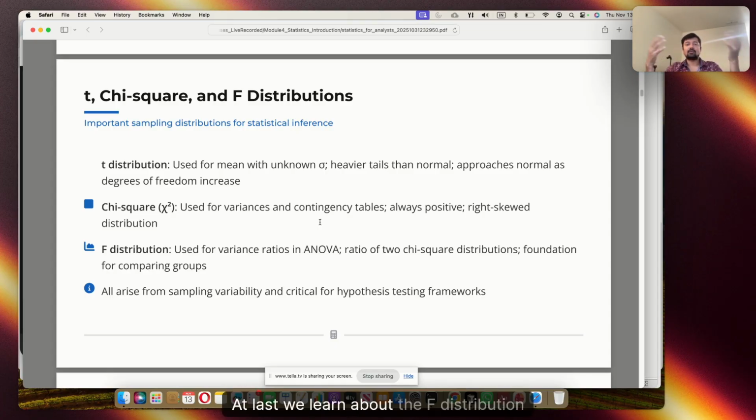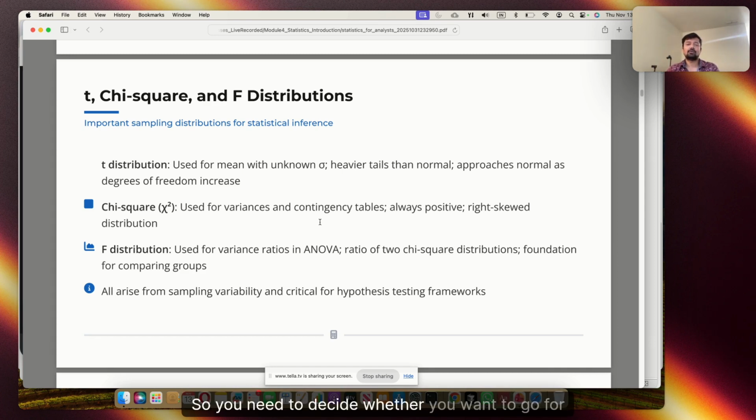At last, we learn about the F distribution, used for variance-like ratios such as ANOVA, MANOVA. You have learned a lot of ANOVA type of things you can do here with the F distribution. It is the ratio of two chi-square distributions. This is a very important foundation for comparing different groups, and it all arises from the sample variability, critical for hypothesis testing.